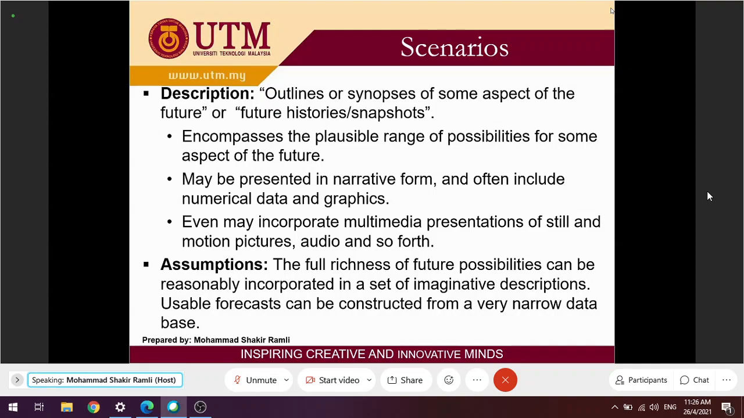Okay. Scenario encompasses the plausible range of possibilities for some aspect of the future. So it includes as much of what is going to happen in the future. Yeah. Maybe presented in narrative or descriptive form. Some people describe it, so it can be more describing or explaining what is forecasted for the future.